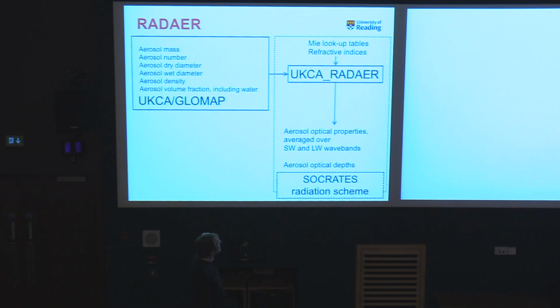RADAER has some files that are pre-computed Mie scattering calculations, essentially, and combines those two things into aerosol optical properties: absorption and scattering cross-sections and asymmetry parameters. Those have been averaged over the wavebands used by the model to represent the shortwave and longwave spectra. And then the radiation scheme uses those optical properties to compute radiative fluxes and heating rates.